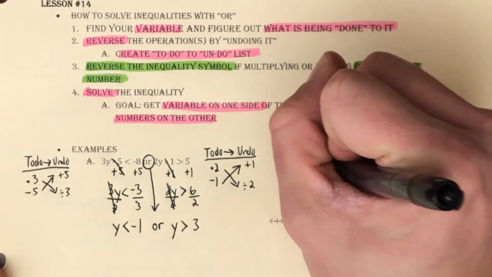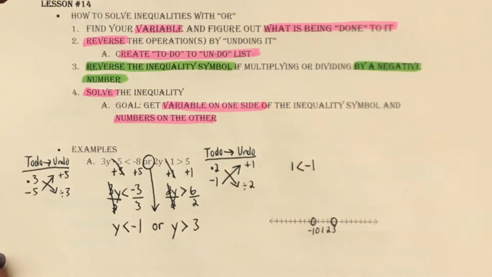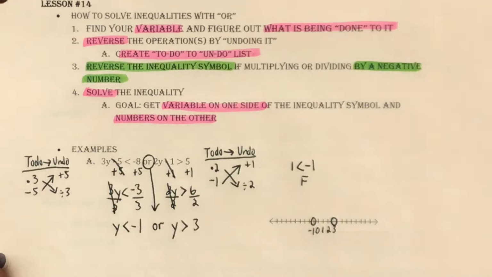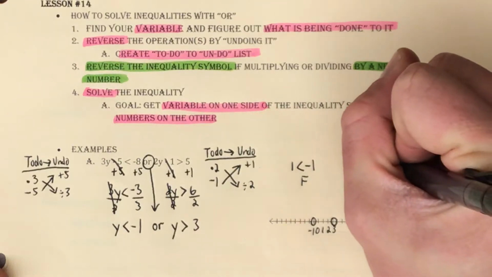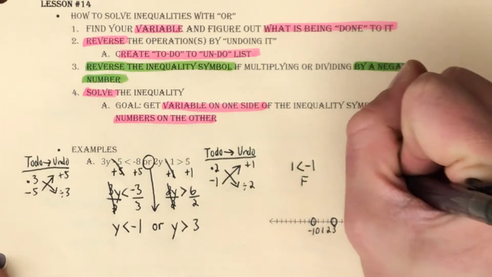So 1 in for y on the first one says 1 is less than -1. Well, 1 is not less than -1, so that is false. So that means it should be false for the other one as well, but let's just check. So I'm going to plug 1 in here. I got 1 is greater than 3. Well, is 1 greater than 3? No, it's not, so it's false.